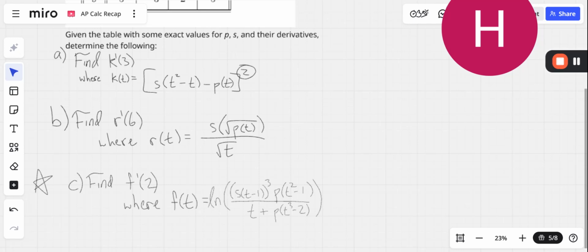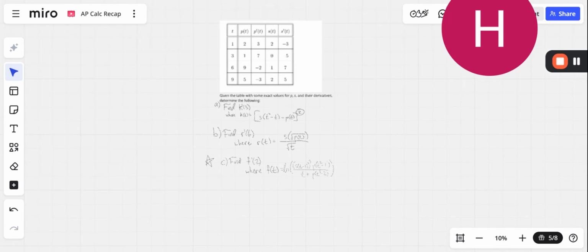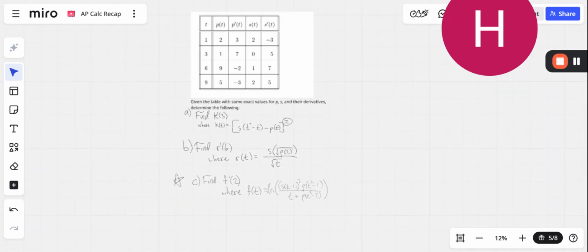Go ahead and write these parts down, A, B, and C. Obviously, part C looks a little hefty. Then I'm going to show you a table of some values for P of T, S of T, as well as their derivatives, some specific values. You can go ahead and soak in these problems, write them down. You can pause the video, take a moment to write them down, and then shortly I will reveal the table of values. There it is.